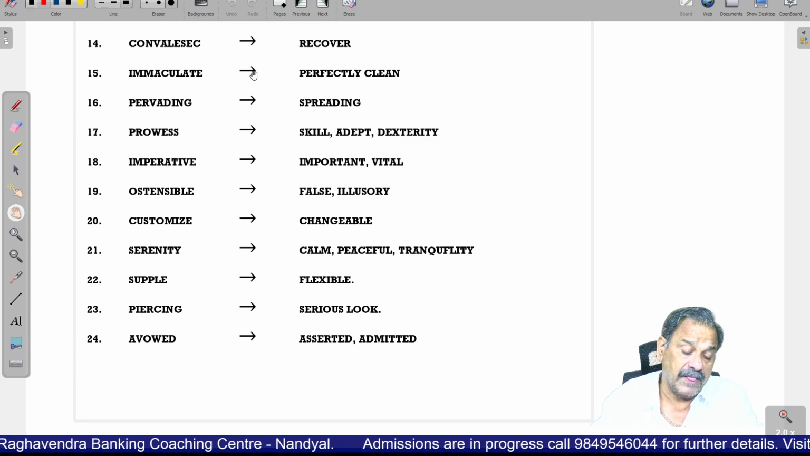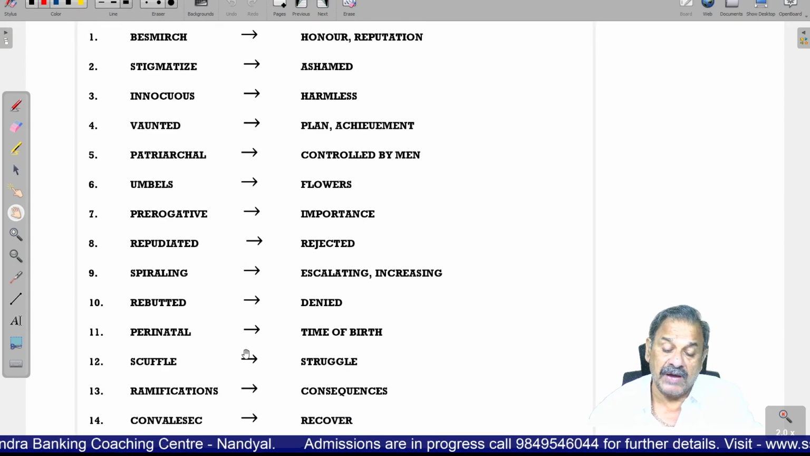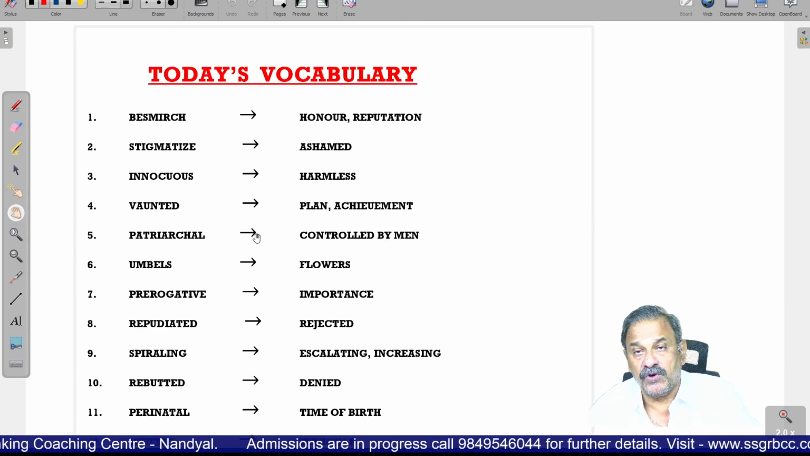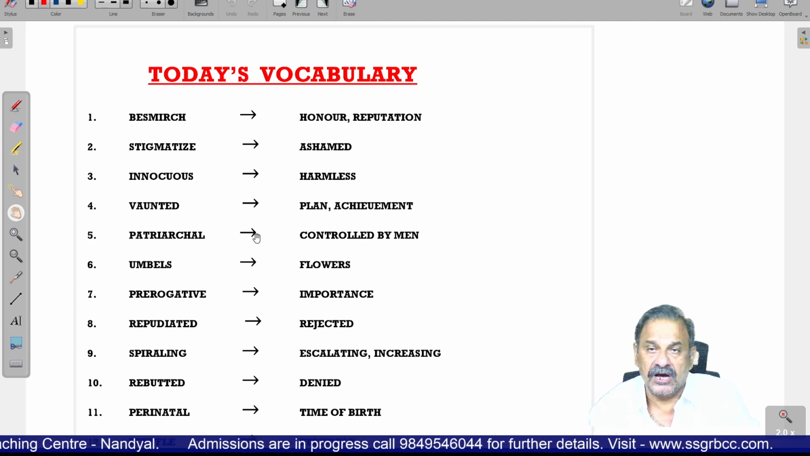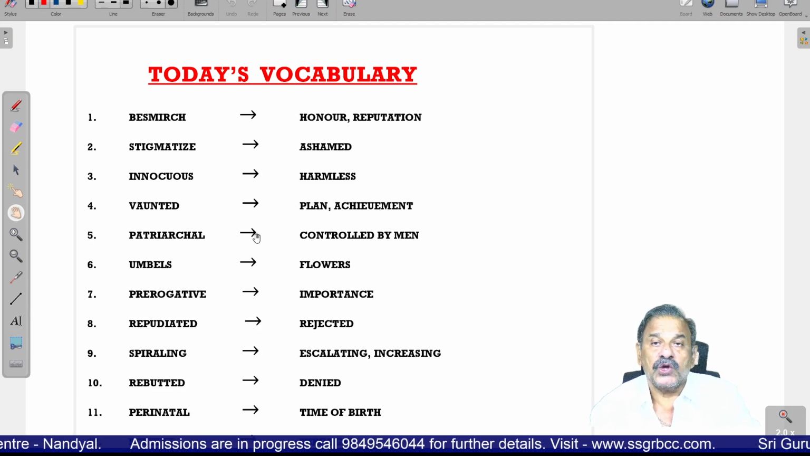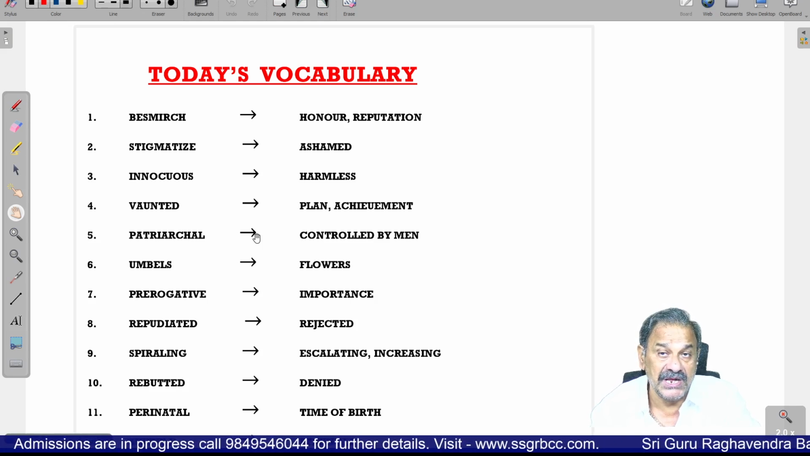Once again, we are going to read this vocabulary. Vocabulary is very important for the mains paper. On September 10th, you are going to write your mains. You have to give due importance to the English part.